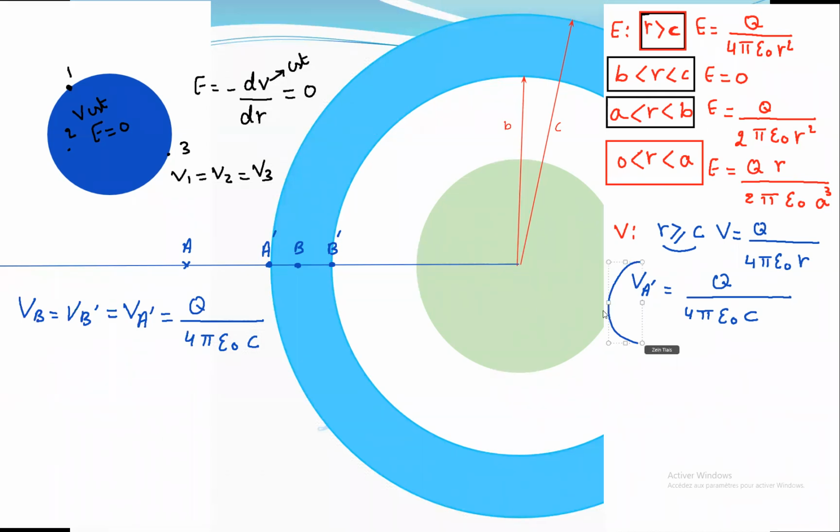So here we can write in the case of R inside, it means R is between B and C, and we can say VB equals VB prime equals VA prime. Okay.